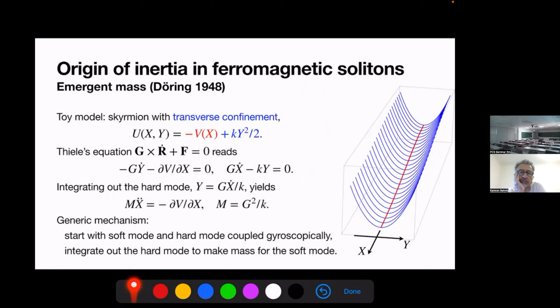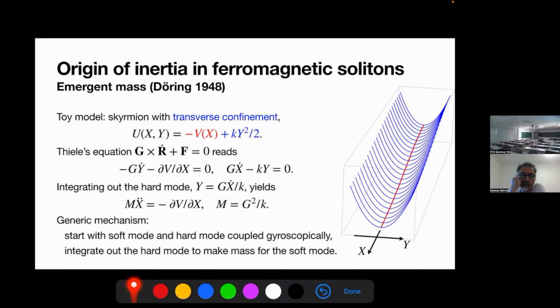let me briefly mention, for those of you who don't know it, what the origin of mass is in ferromagnetic solitons. Mass, in fact, or inertia, is an emergent quality in ferromagnetic solitons. They typically don't have inertia, but under the right conditions, they can get one. And that happens when one of your degrees of freedom becomes hard, as shown in this illustration.